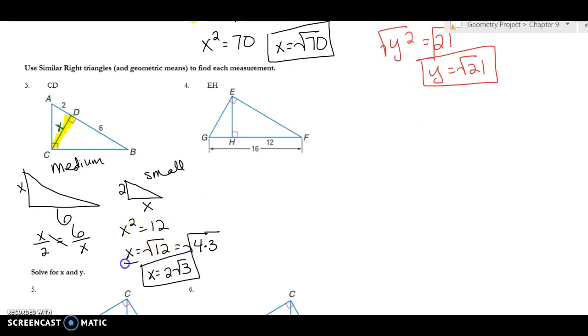If your teacher is okay with leaving it like this, you can do this also, or you can plug it in and find the decimal. Okay, so let's look at the next one.